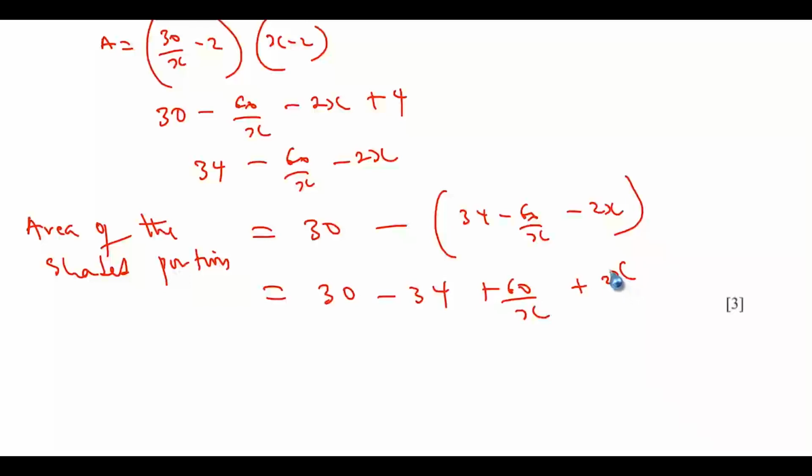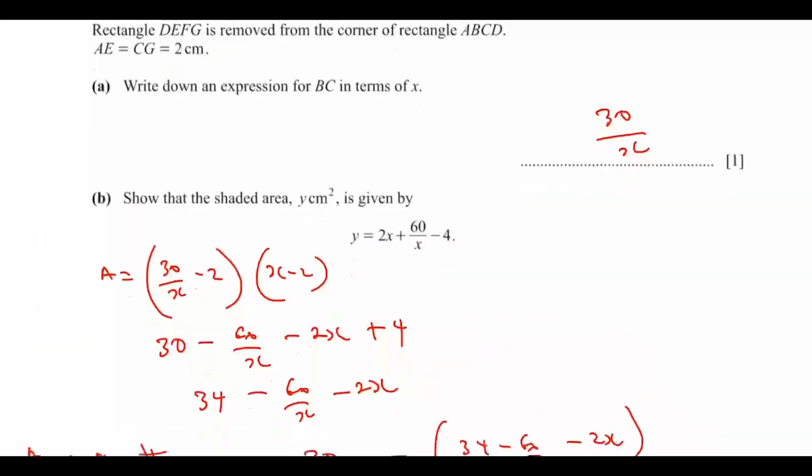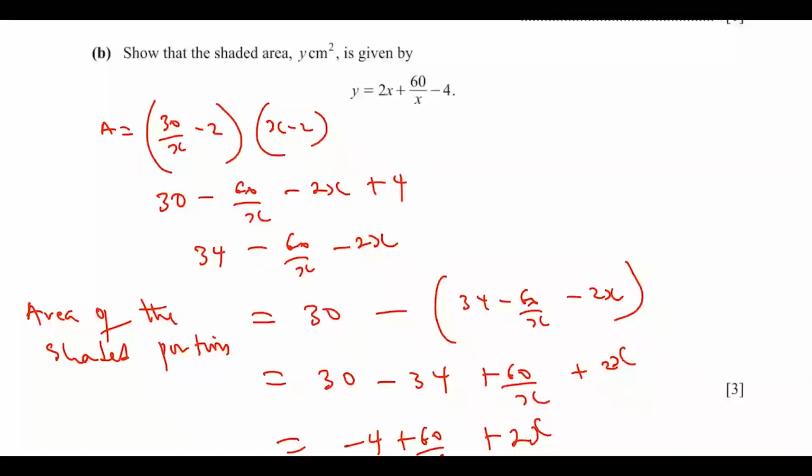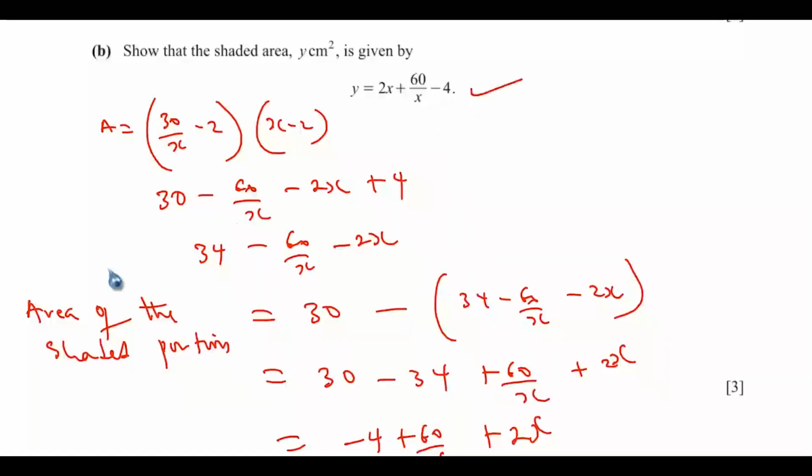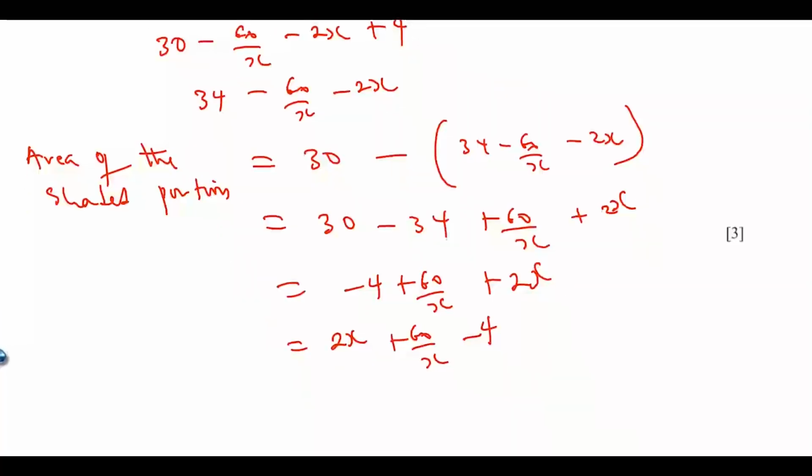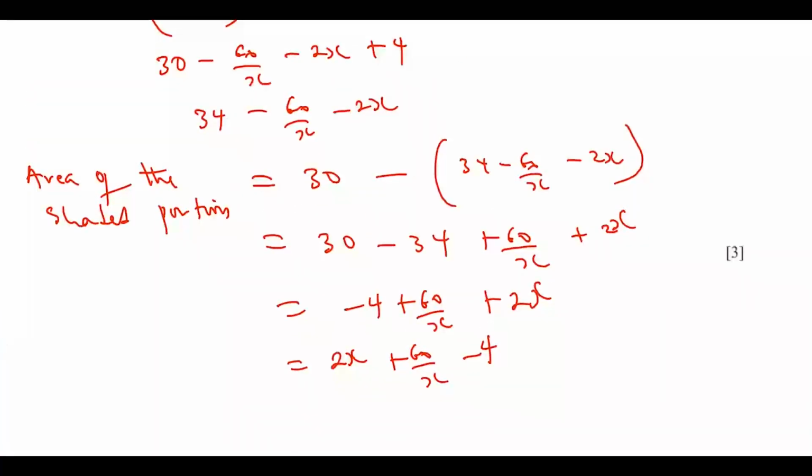So this is what we're going to get here. 30 minus 34 will give us minus 4, plus 60 over x, plus 2x. So if we rearrange, it will be equal to 2x plus 60 over x, then minus 4. So we are able to show this now. Can you see we have 2x plus 60 over x minus 4, and we got that. So that means we are good to go.